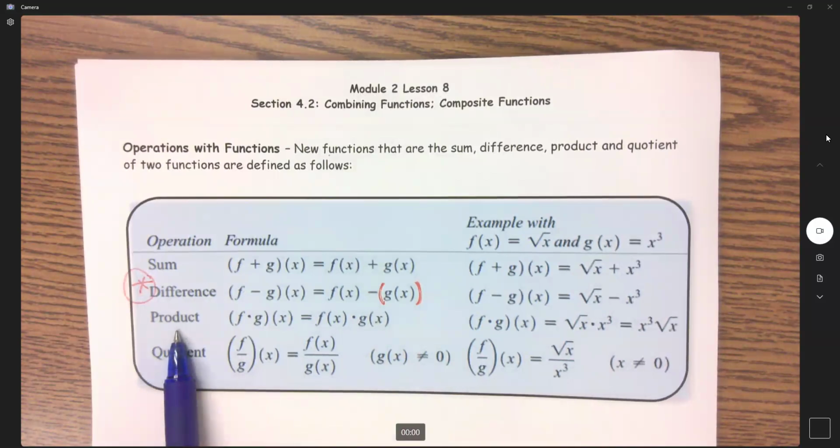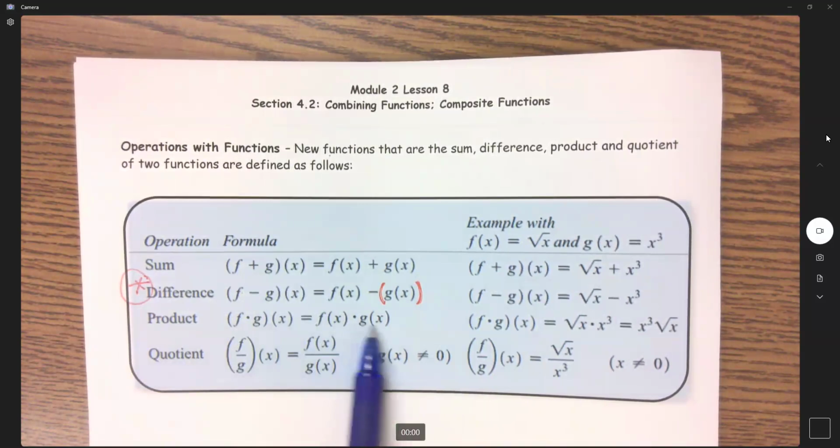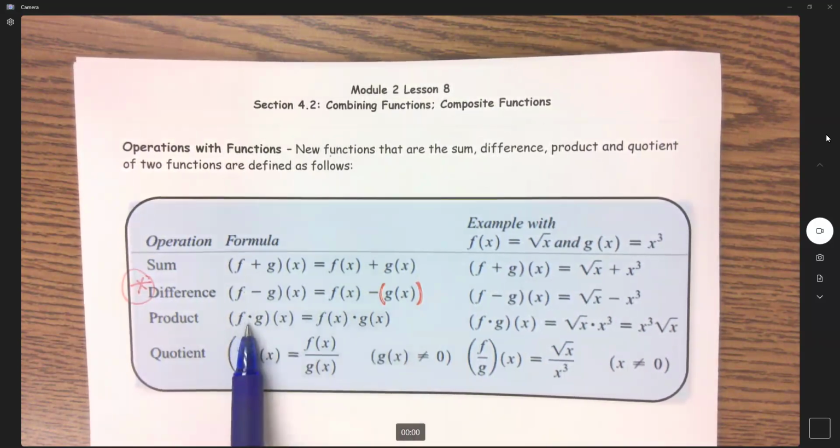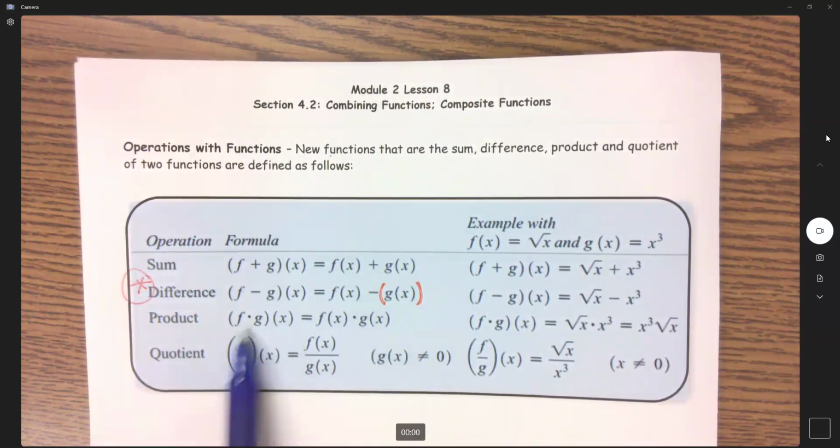Then we have the product, and so that is f times g of x, and that can be expanded out to f of x times g of x. And if you don't see that dot here, it's just fg of x. That means those are being multiplied.